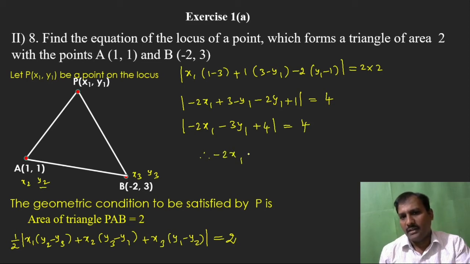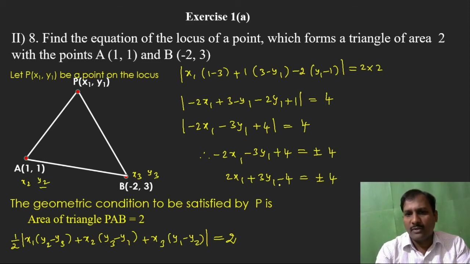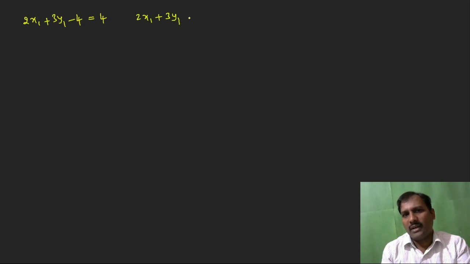Therefore you will get -2x1 - 3y1 + 4 is equal to plus or minus 4, or you can write it as 2x1 + 3y1 - 4 is equal to plus or minus 4. I have just taken minus common here. So from this you will get two equations, that is 2x1 + 3y1 - 4 is equal to plus 4, and 2x1 + 3y1 - 4 is equal to minus 4.